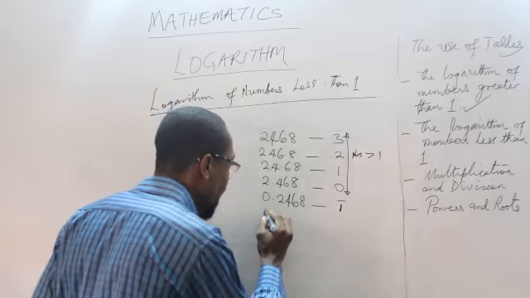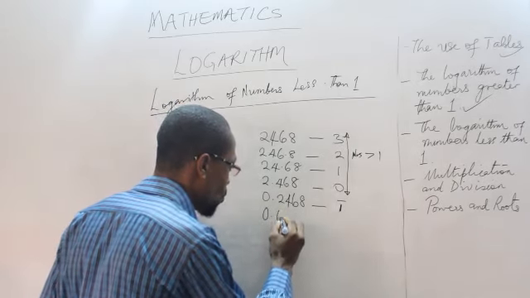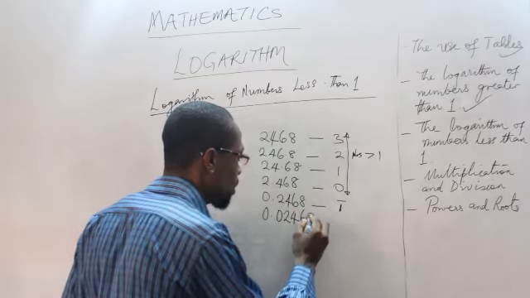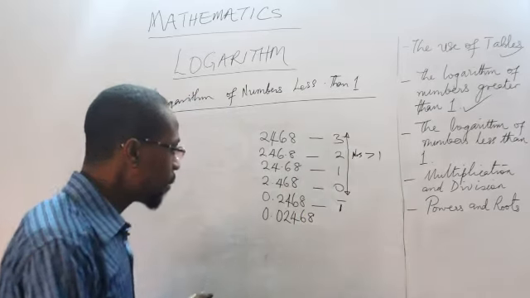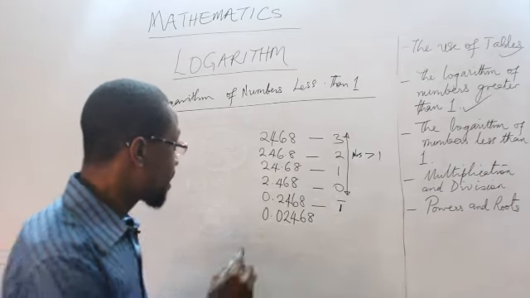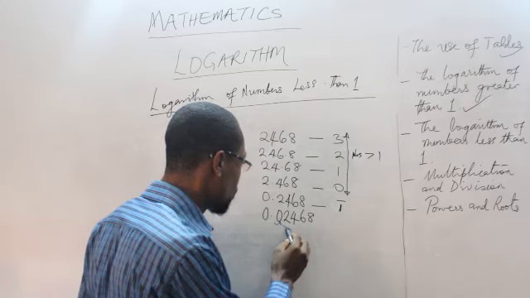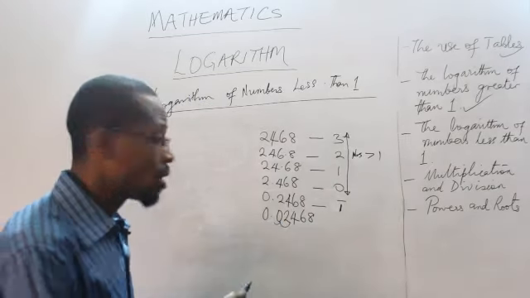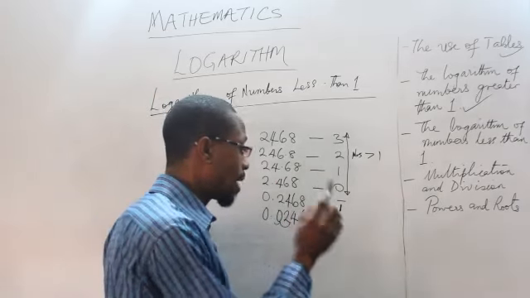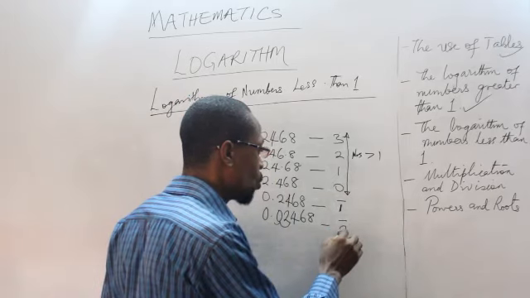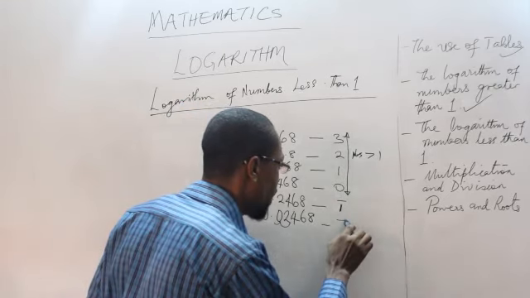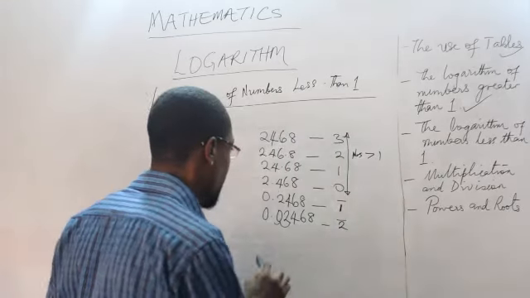So, when we have 0.02468, okay? Now, where do we have the significant figure? The significant figure begins after the second count, right? 1, 2, or rather begins with the second count. So the significant figure is at 1, 2. So our characteristic becomes what? Bar 2. Sorry, let me bring it a little closer. Bar 2. Fine.